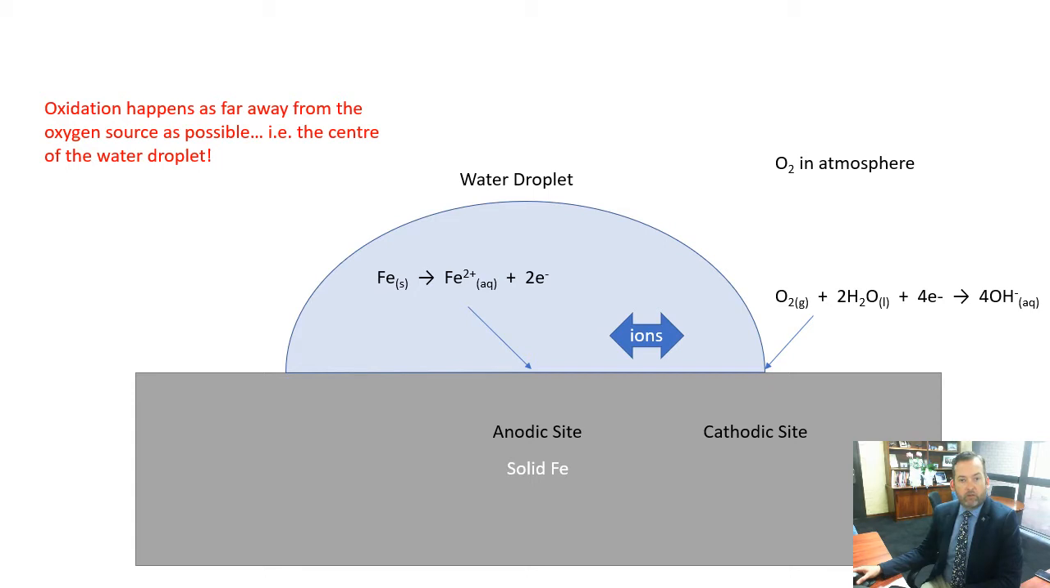Now, in a salt bridge, ions move in the salt bridge or in the electrolytes, and the same thing happens in this scenario. The water droplet acts as the electrolyte, and the cations go to the cathode and the anions go to the anode. So that means that the Fe2+ goes towards the cathodic site, so the edge of the droplet, and the hydroxide ions move to the center of the droplet. And the electrons travel through the wire, and in this case, the wire is the metal itself, and electrons, as always, travel from anode to cathode.